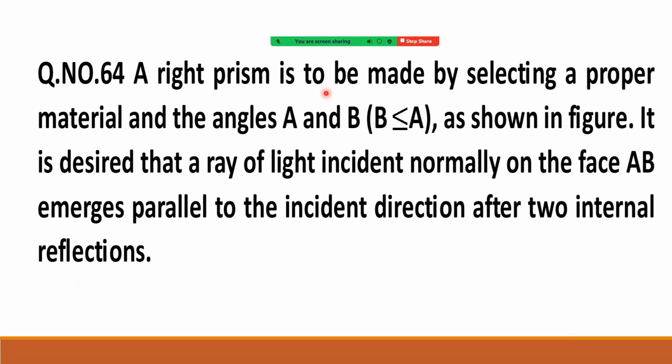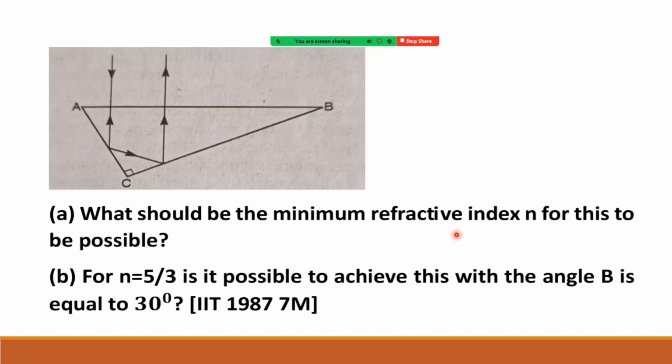A right prism is to be made by selecting a proper material and the angles A and B. Condition is given B less than or equal to A. As shown in the figure, it is desired that a ray of light incident normally on the face AB emerges parallel to the incident direction after two internal reflections. We can see the diagram here. Condition is incident normally to the face AB.